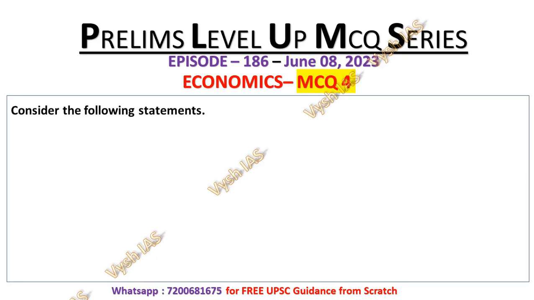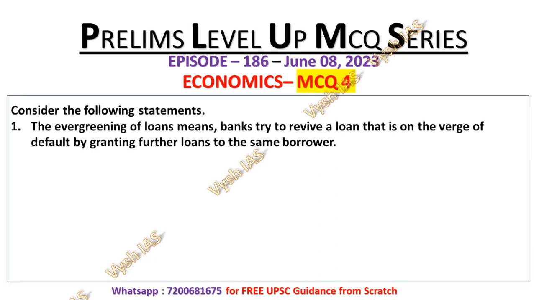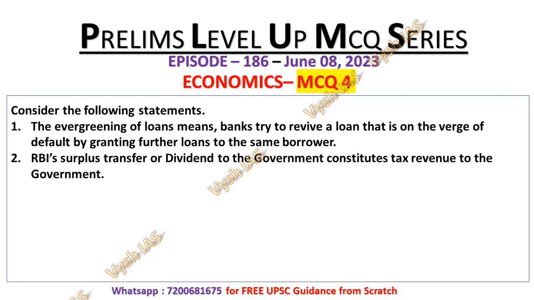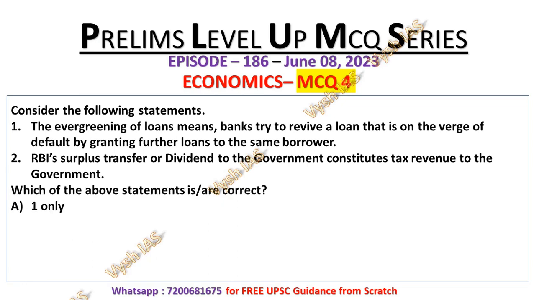MCQ number 4. Consider the following statements. 1. The evergreening of loans means a bank tries to revive a loan that is on the verge of default by granting further loans to the same borrower. 2. RBI's surplus transfer or dividend to the government constitutes tax revenue to the government. You have to identify the correct statement: 1 only, 2 only, both 1 and 2, and neither 1 nor 2. So try to answer this question in 10 seconds.